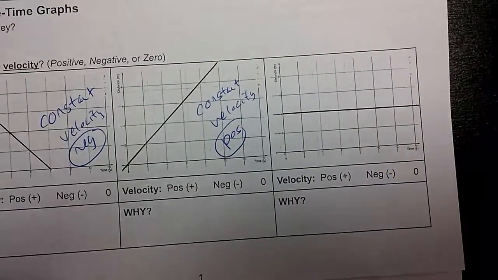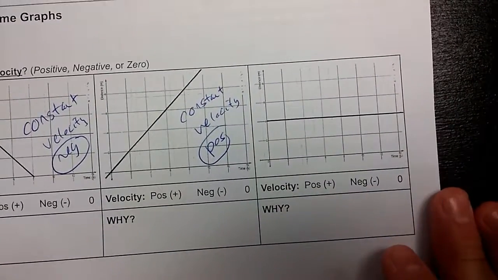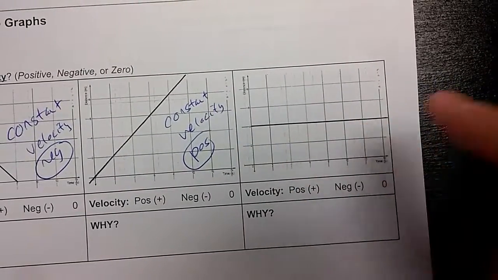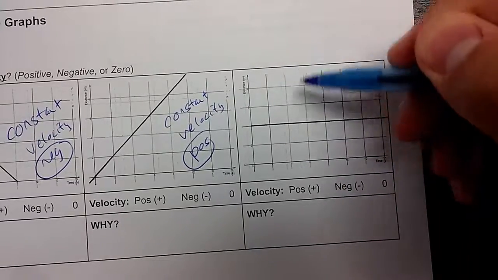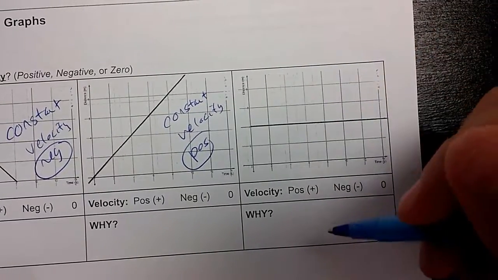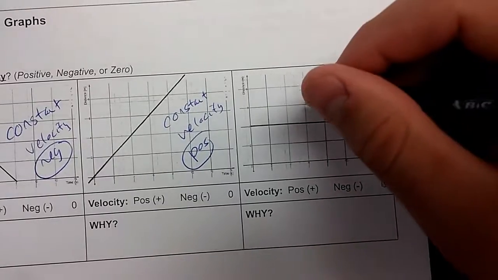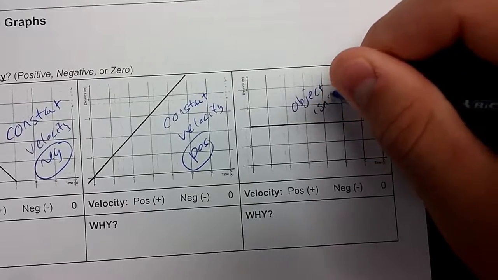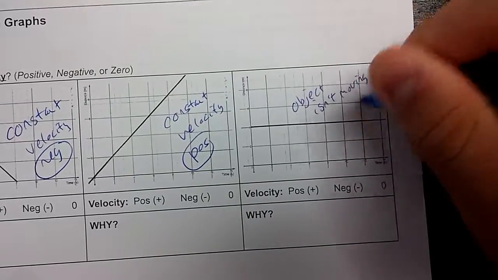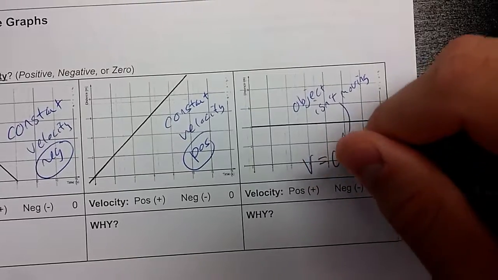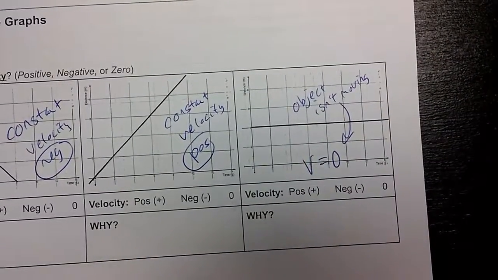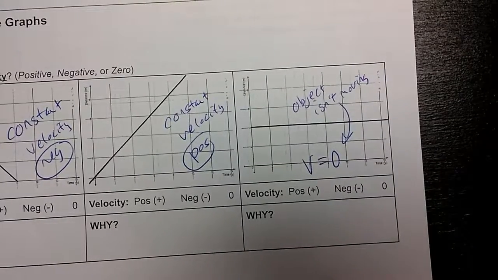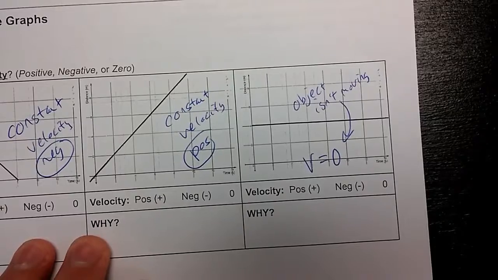The third drawing here is one of a horizontal line. And when the line is horizontal, that means as time goes, the distance is neither going up or down, so you're not getting further or closer. That means the object is stationary or not moving. If the object isn't moving, velocity is equal to zero. Those will always appear as a horizontal line in a distance time graph. So whenever you see a horizontal line, that indicates the object is not moving or the velocity is zero.